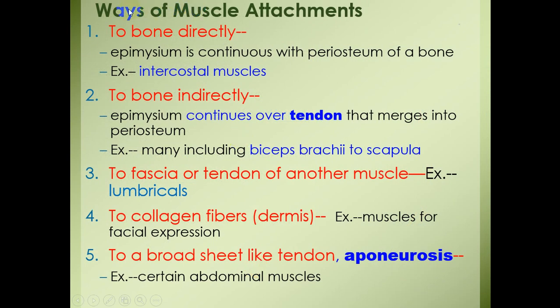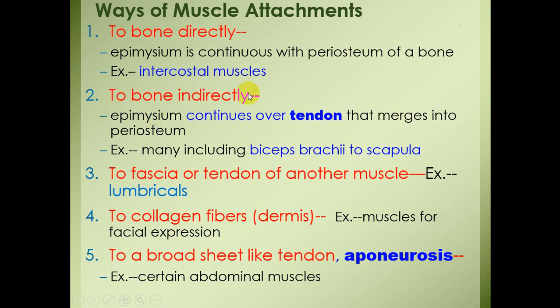There are different modes of skeletal muscle attachment. Either the fleshy part is attached to the bone directly. In that case, the layer of epimysium is blended with the periosteum of the bone. Examples are the intercostal muscles. Their proximal and distal attachments both show direct attachment of the fleshy part to the bone.